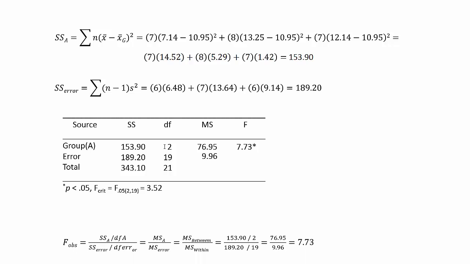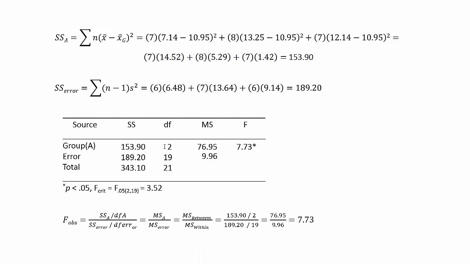Now what I have done in a nutshell is the F observed formula. So here I've written it out in the different versions, and in class we talked about it as mean squares between over mean squares within. That's just a different way of labeling the same formula. It's essentially mean squares for the independent variable over the mean squares error. And so here you can see I've plugged in the numbers, 153.9 divided by 2, 189.2 divided by 19, and then that gives you 76.95 over 9.96, and that is your F observed.